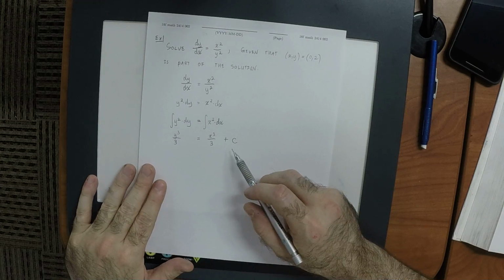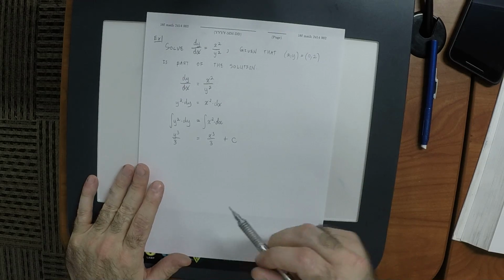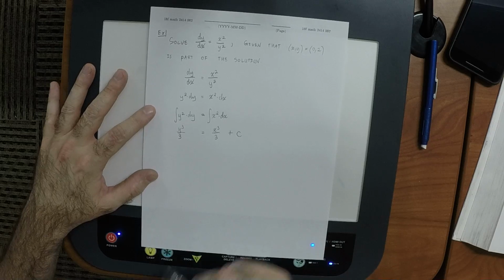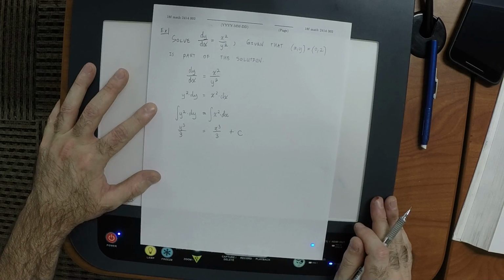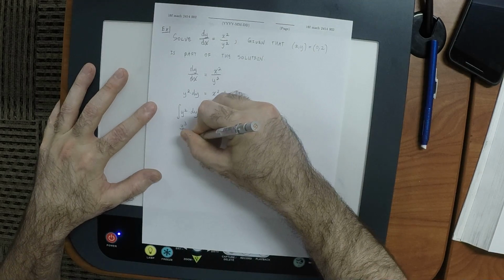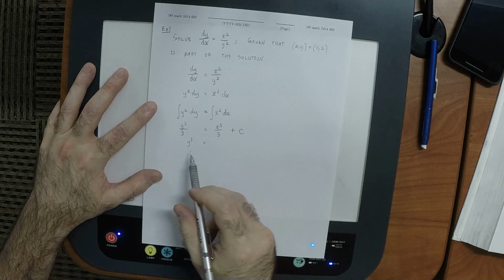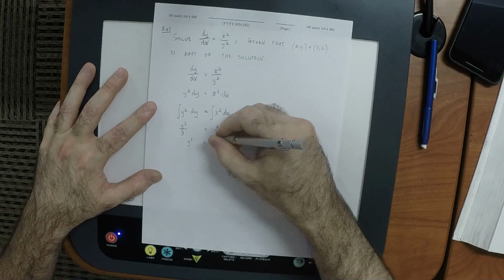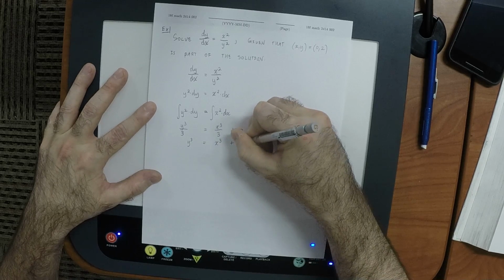Okay, now we could solve for y. So let's solve for y. What would we need to do to solve for y? Okay, good. So then y cubed would be, if we multiply both sides by 3, then that would cancel that 3. And then we'd have 3 multiplied by c.